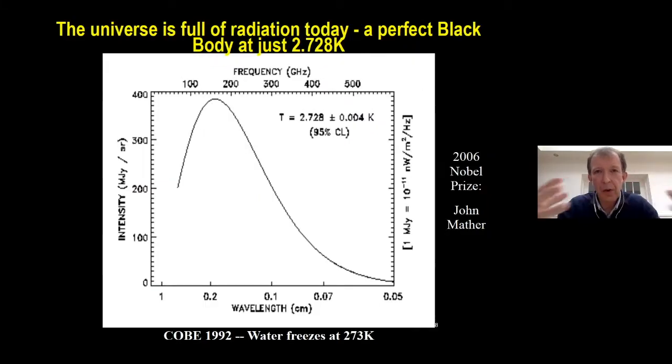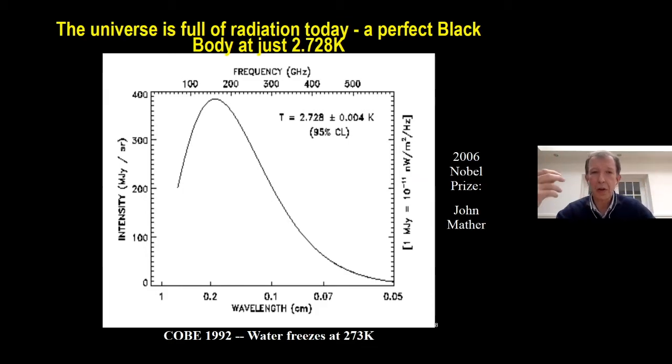The universe is full of radiation today. And it's a remnant of this hot Big Bang radiation that was there. And a prediction of the hot Big Bang is that it should be a perfect black body. It's thermal radiation. And that it cools down as the universe expands. And it cools down so that the temperature is effectively 1 over the size of the universe. So as the universe gets bigger, the temperature drops.